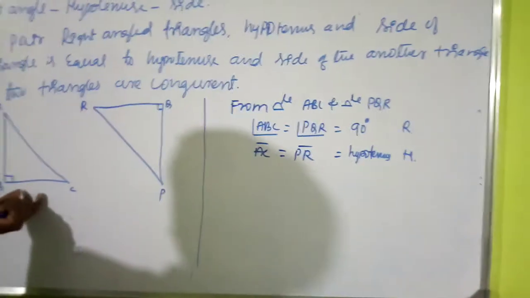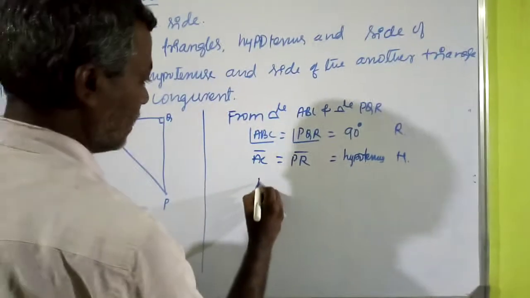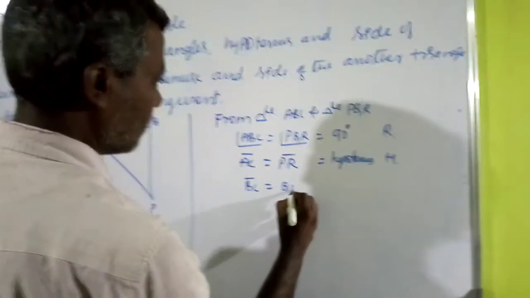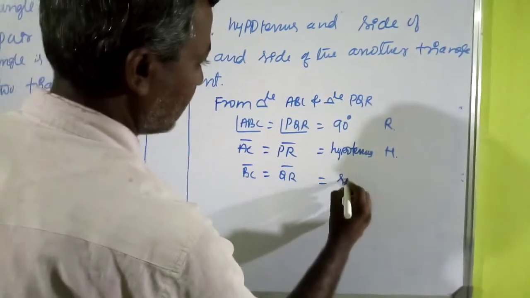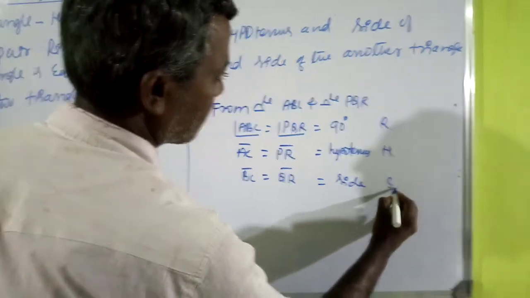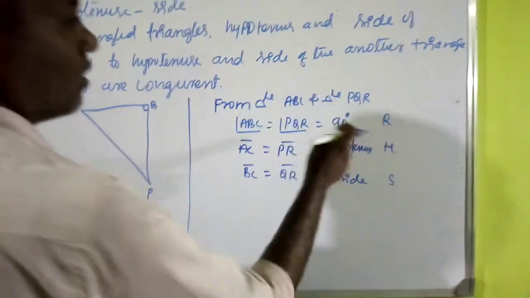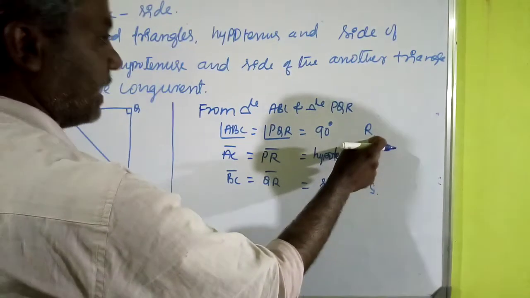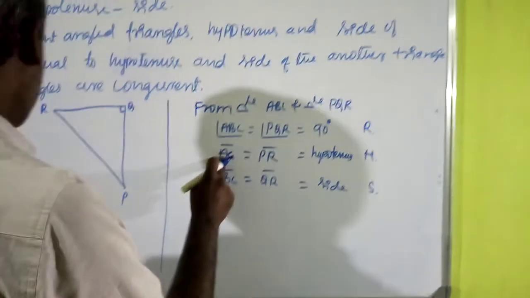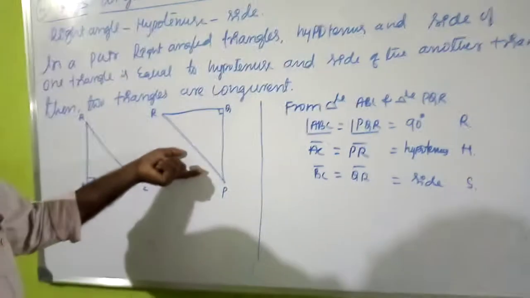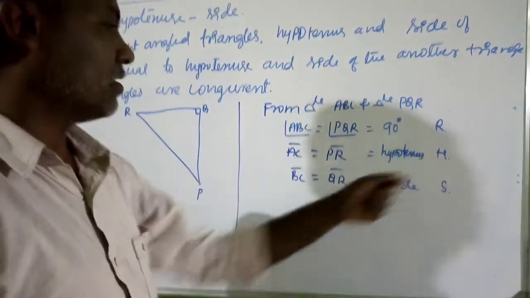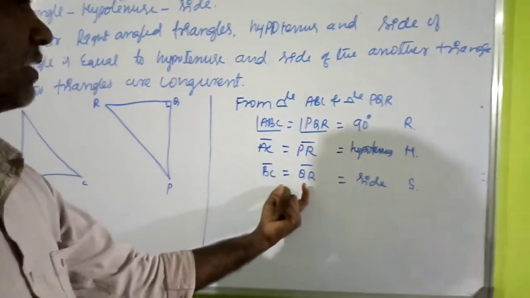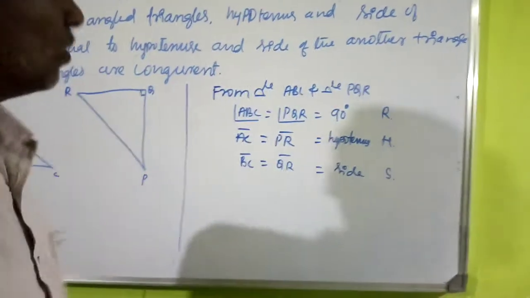So next, just take its base BC, one of its sides. BC is equal to its base QR. That is a side. So that is S. Right? See, angle ABC is equal to angle PQR, another 90 degrees. So that is a right angle. AC is the hypotenuse in this triangle, and PR is the hypotenuse in the other, so the hypotenuses are equal. That is H. One side BC has been taken here and here QR has been taken. So BC is equal to QR. Then it is a side S.